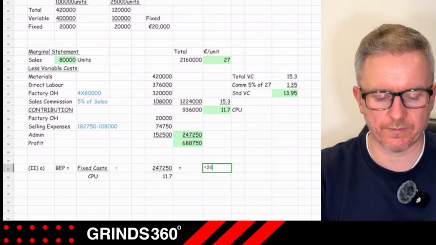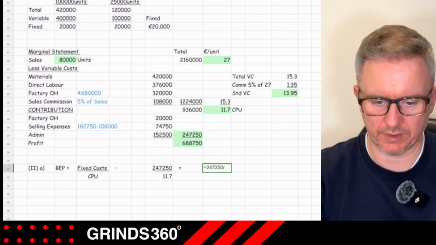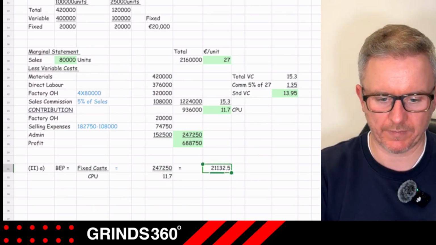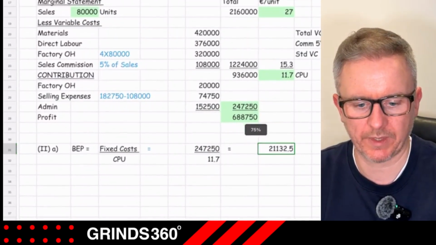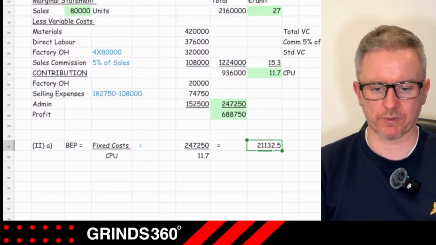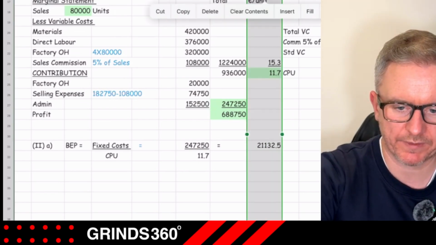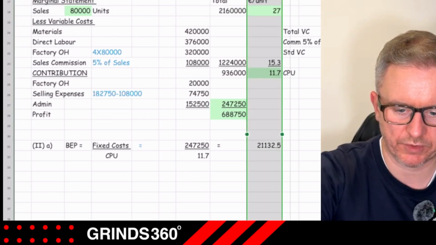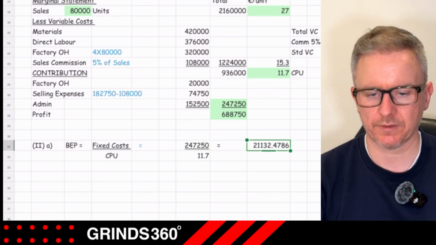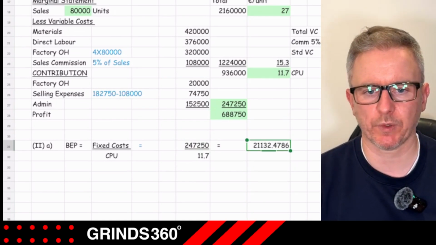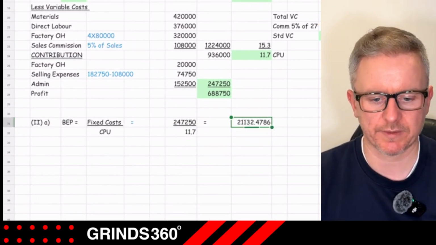So 247,250 divided by €11.70. You can see there that that's coming in at 21,132.5 units. That's what you would have to produce in order to just cover these fixed costs. So there it is. It hasn't been rounded there, okay? I'll try and keep an eye on that with Excel because it does round it sometimes.